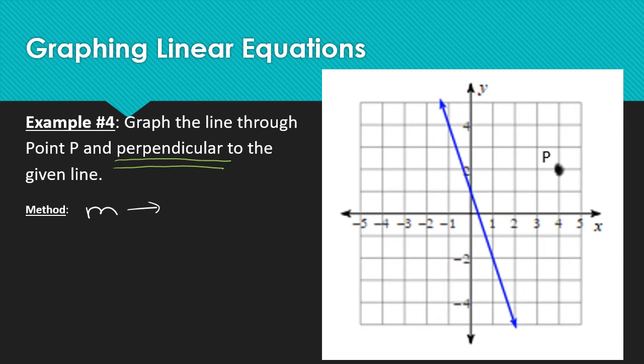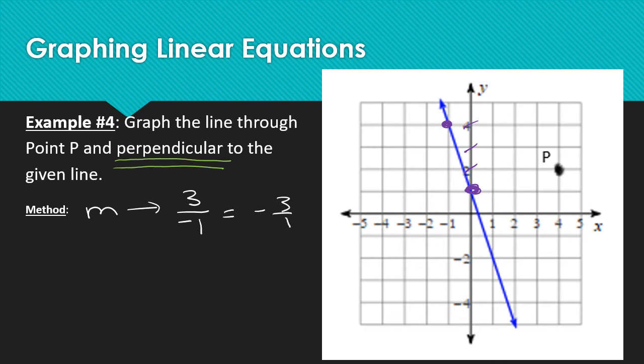So I'm going to come over here to my picture, and I'm going to pick a point, and I'm literally going to count my slope. Rise over run. So rise, rise, rise, and then I'm going to run. So I went up 3, and I went to the left 1. So I have a slope of -3 over 1.